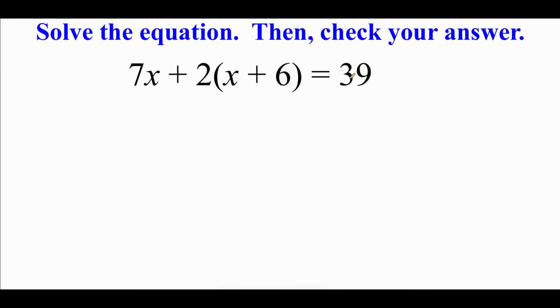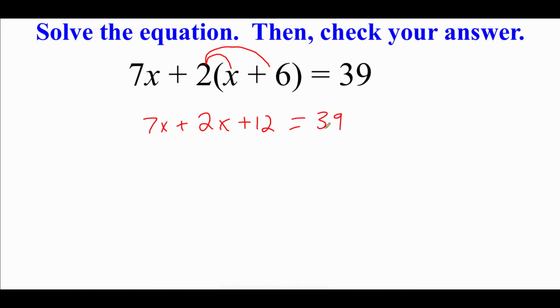As I'm looking at solving this one, the very first thing I'm going to do is use my distributive property to take this 2 and multiply it inside of that set of parentheses, so then I can drop the set of parentheses. So I take the 2 times the x, and that's going to give me 2x, but then I also have to take the 2 times the 6, and that's going to give me plus 12. Now I still have this 7x in the front, but now that I've done that distributive property with that 2, I no longer need to have the parentheses around that stuff. And then this is equal to 39.